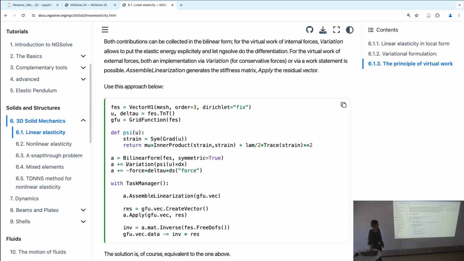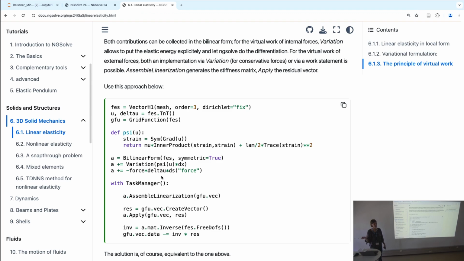And then I tell the bilinear form. Bilinear form is not really a bilinear form anymore. I rather, when I talk to my students, I tell them it's a container and you put everything in it you want there. So we put in the variation of the energy we had before. And we put in the virtual work of external forces in the second line here. And that's all that is there to the linear elasticity problem. So now we are finished.